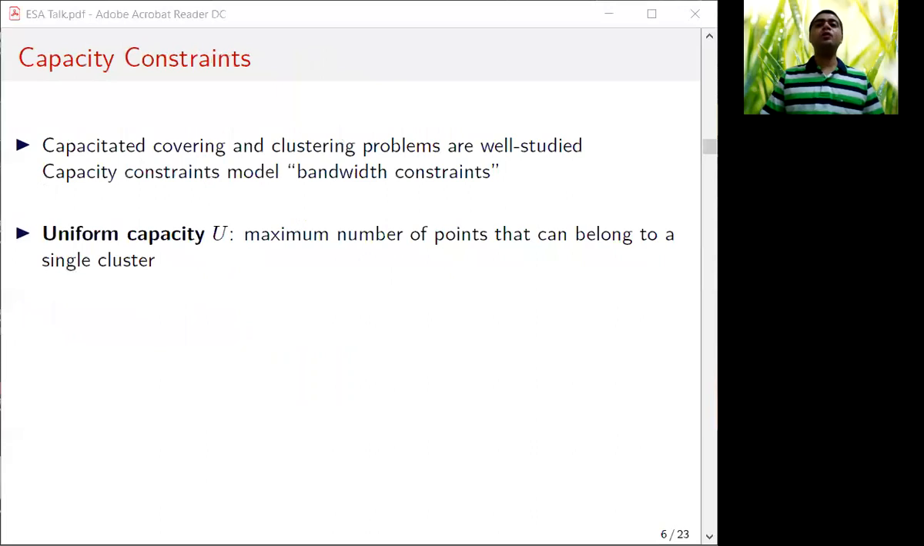And now we are going to look at yet another variation, and this is the capacitated clustering. Of course, capacitated versions of different covering and clustering problems have been studied.